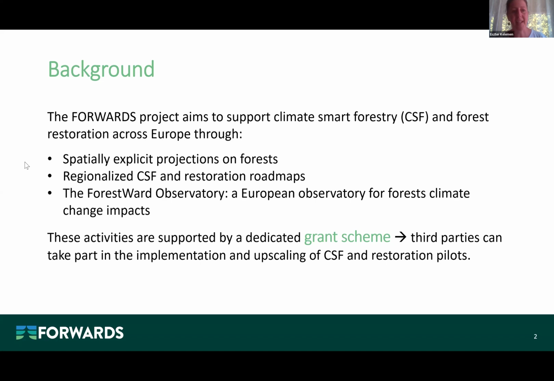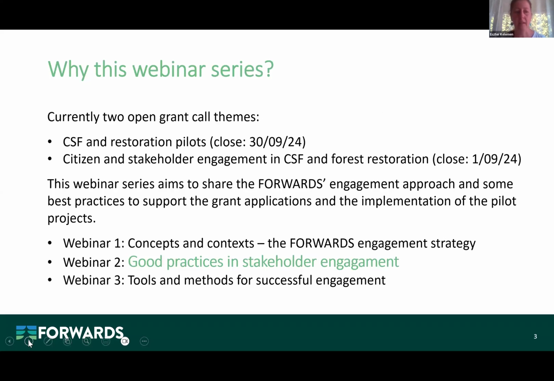And to co-design this Forest World Observatory, the project also offers spatially explicit projections and regionalized roadmaps for climate-smart forestry and forest restoration. And also to build a larger network around these topics, there is a grant scheme involved in the project where we invite third parties to submit grant applications. And this webinar is actually aiming to support those who consider applying for the currently open grants.